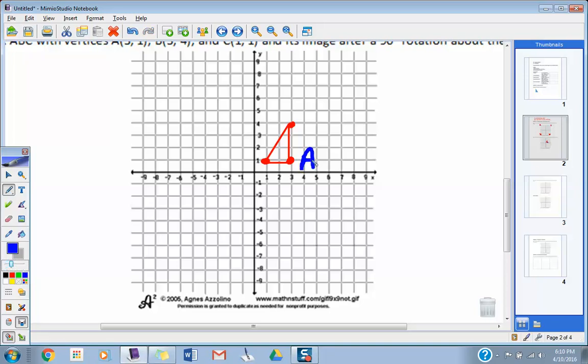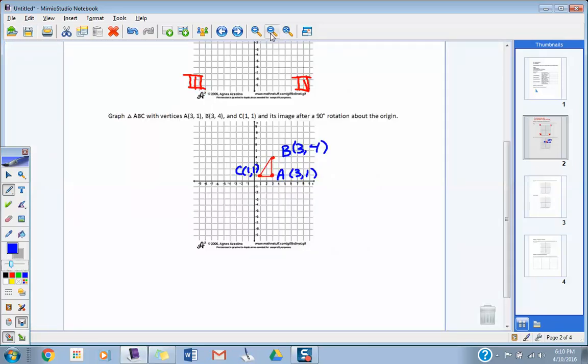A is the point 3, 1. B is the point 3, 4. And C is the point 1, 1. Now in this one right up here, guys, they tell us to rotate this 90 degrees about the origin. So what we're going to put up here is the following. We're going to say we're rotating 90 degrees counterclockwise, which is the same as going 270 degrees clockwise.